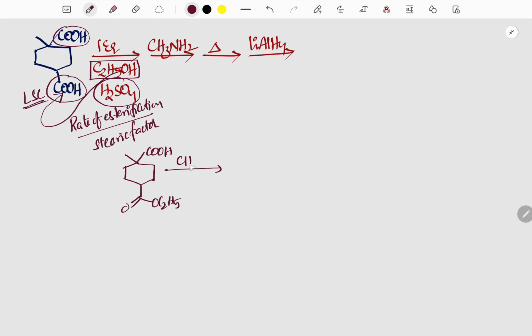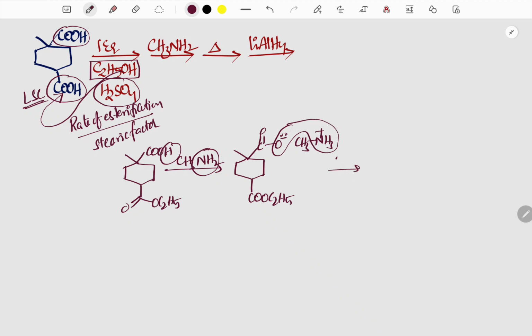Now it is treated with CH3NH2 without heat. So here it is acid and here base, so definitely an acid base reaction. Heat is not given, so you have to take only the acid base reaction and the corresponding salt is formed. Now this salt undergoes dehydration on heating and forms the corresponding secondary amide.